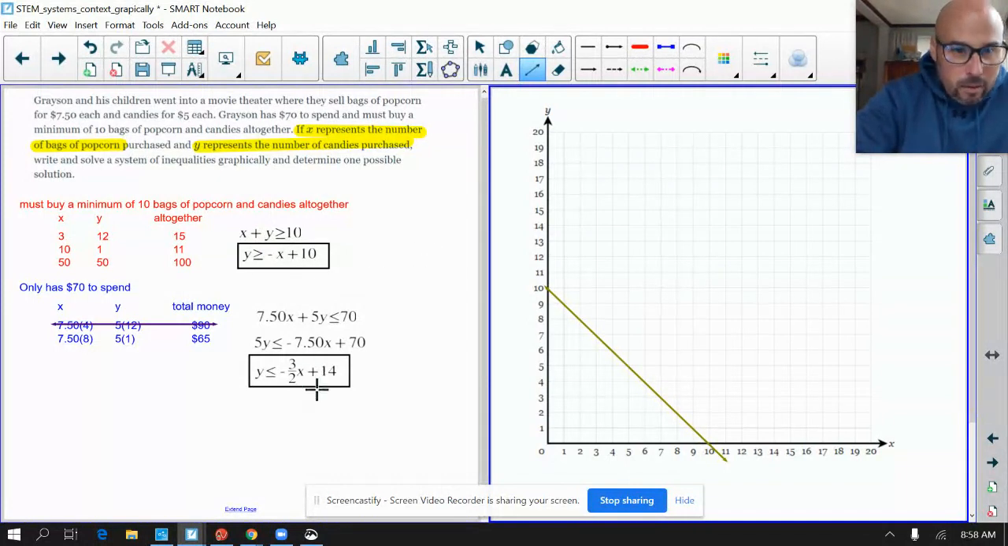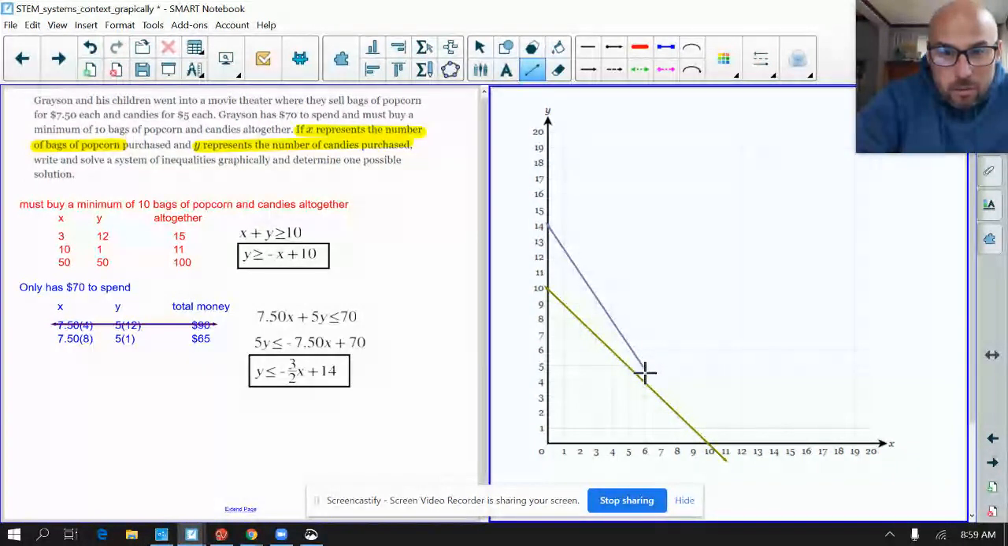The second equation has a y-intercept of 14. So I start at 14 and a slope of -3/2. So down 3 over 2. Down 3 over 2. Oh, I went too far. Over 2.